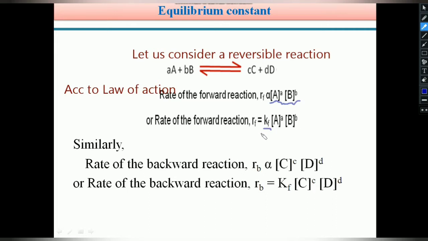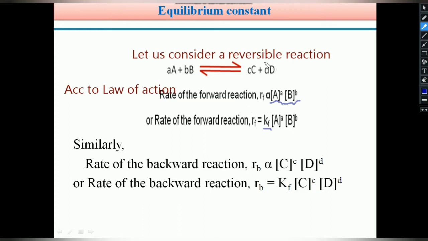Students, this relation I developed with the help of the law of mass action. According to the law of mass action, for a forward reaction, the rate of the forward reaction we can write in this manner. To replace this proportionality, we can introduce a proportionality constant. Let it be Kf. Therefore, rf is equal to Kf into the concentration of A to the power of a into the concentration of B to the power of b.